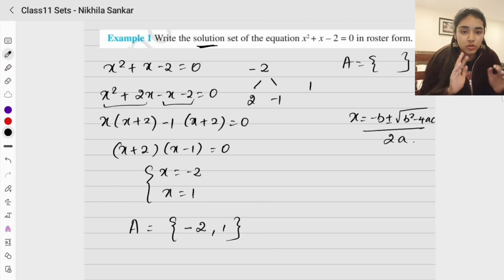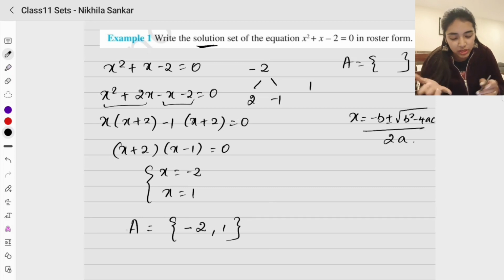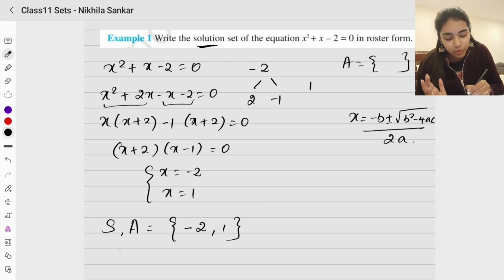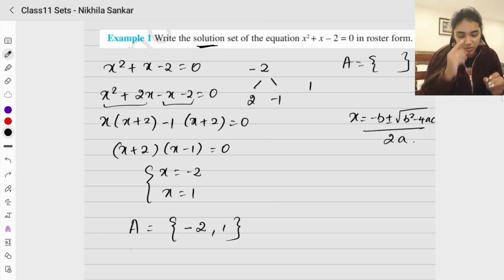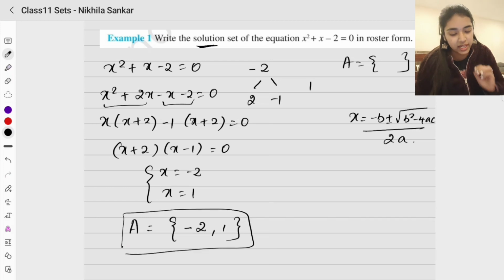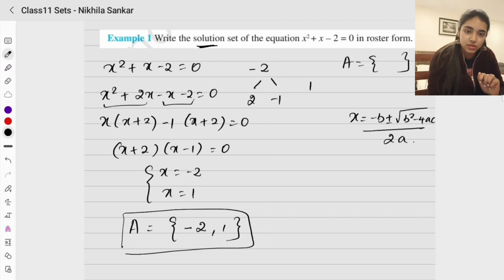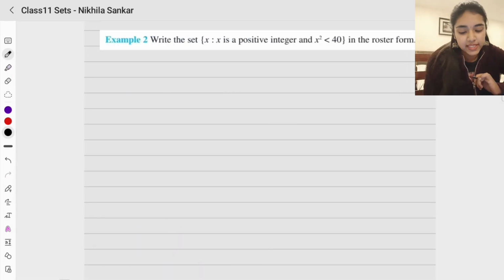So here I denote the set with capital A. என்ன வேணா போட்டுக்கலாம். இந்த இடத்துல capital A போடலாம், இல்ல S போடலாம், இல்ல Y போடலாம், ஏதோ ஒன்று. You can write anything you want. Okay, but it has to be a capital letter. So this is your final answer. A is a set of all elements of the solution of the given equation. Okay. Moving on to example 2.